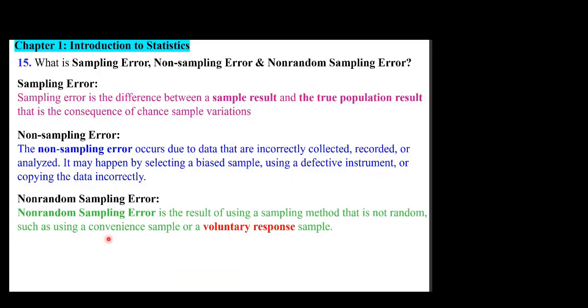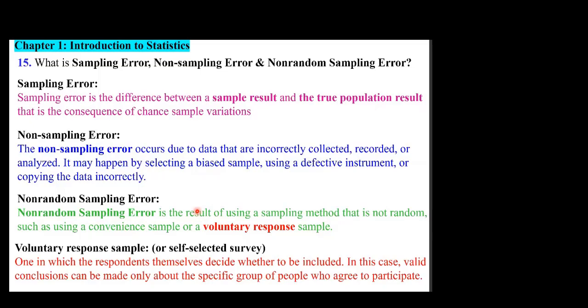Non-random sampling error is the result of using a sampling method that is not random, such as using a convenience sample or a voluntary response sample. As it appears, sampling error is simply the result of the difference in numbers, the sample size, and the true population in essence. Voluntary response sample, or self-selected sample, is one in which the respondents themselves decide whether to be included. In this case, valid conclusions can be made only about the specific group of people who agree to participate.